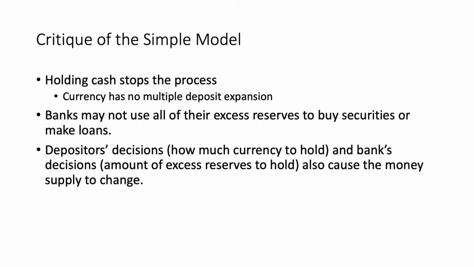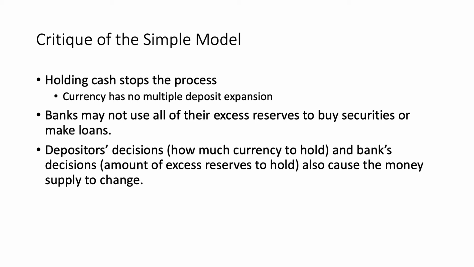Okay, we've had our simple model, and in that simple model, of course, we made some assumptions. We mentioned those assumptions to you, right? Well, one of the issues is that banks can't make loans out of deposits they don't have. And so if individuals are holding money as cash rather than as deposits in a banking system, that cash can't be loaned out and the replication process cannot be allowed to continue. So holding cash stops the process, right? A currency has no multiple deposit expansion.